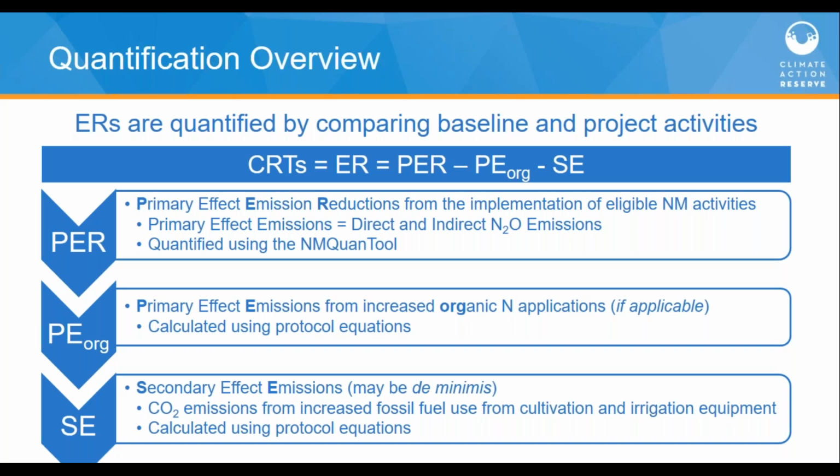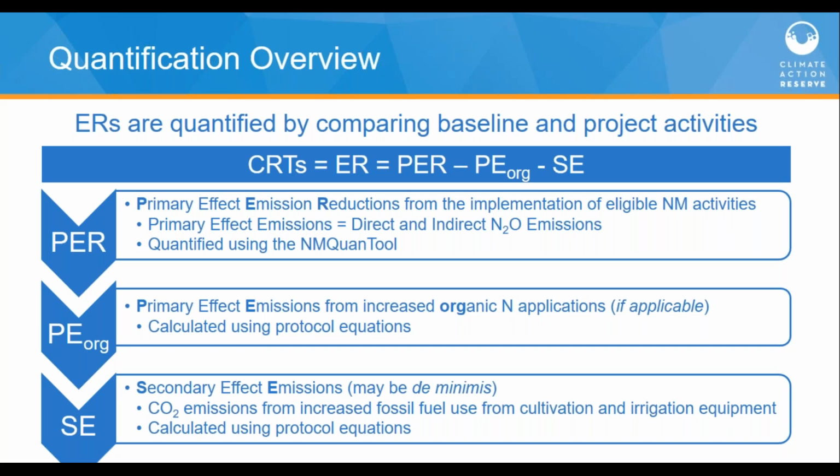The primary effect emissions from increases in organic N rate applications. And this is only if applicable. So as I had mentioned, we account for organic N rate, the creditable activity being reduction of synthetic N rate. Organic N is allowed to be applied. However, if a grower increases the amount of organic N compared to how much was applied historically, then the N2O emissions associated with that increase in organic N are subtracted from the emission reductions quantified by the quant tool. And so again, it's only applicable if that is the case.